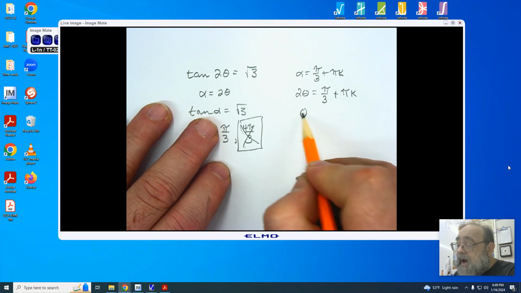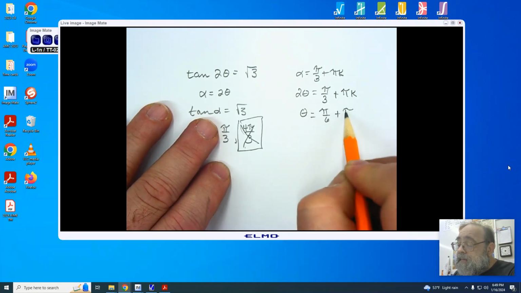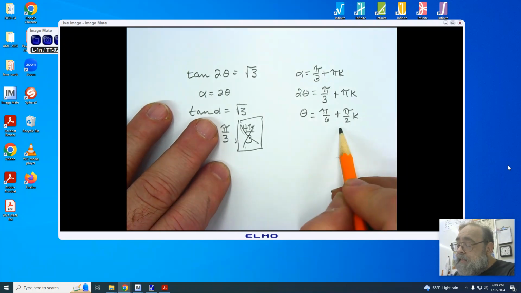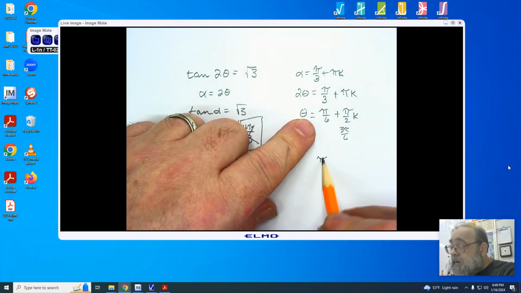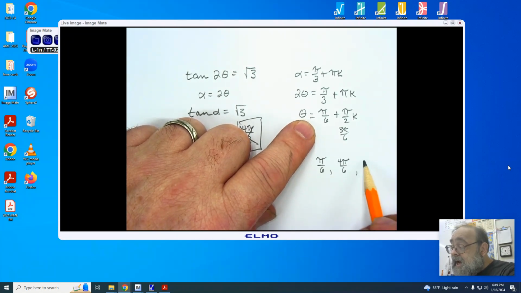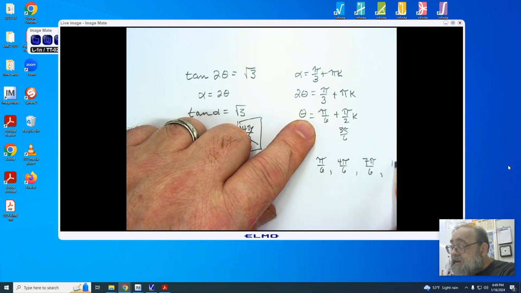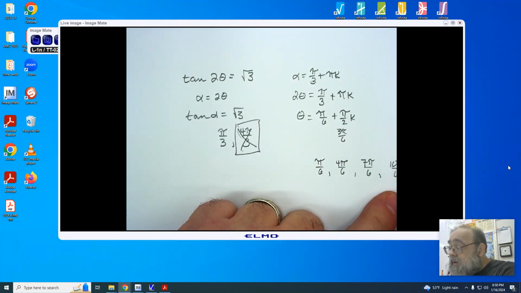And I'm now going to divide by 2. Pi over 6 plus pi over 2 k. Notice that means that I'm going to be adding 3 pi over 6. So my first answer is pi over 6. The second answer is going to be 4 pi over 6. The next answer is 7 pi over 6. The next answer of that is 10 pi over 6. And we can keep doing this, right? Another one's going to be 13 pi over 6.